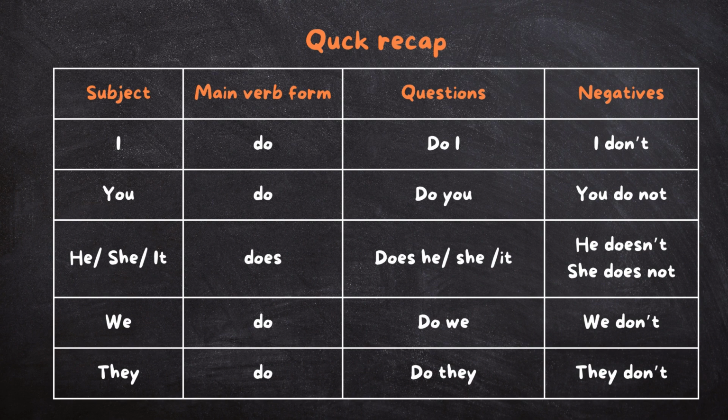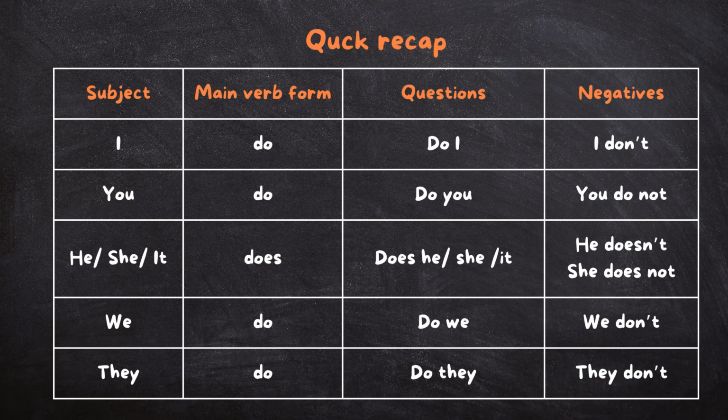So for the subject I, the main verb form is do. For questions, you say do I, and then for negatives, you say I don't. For you, the main verb form is do. Questions, do you? For negatives, you do not or you don't. For he or she or it, the main verb form is does. For questions, it's does he or does she or does it. For negatives, he doesn't, he does not, she doesn't, she does not, it doesn't, it does not.